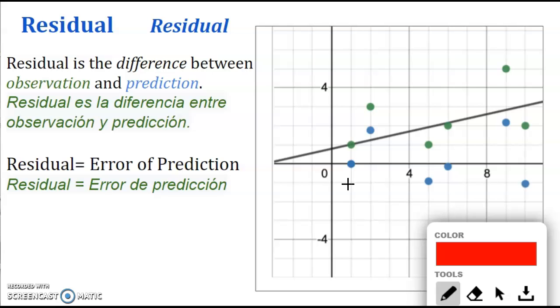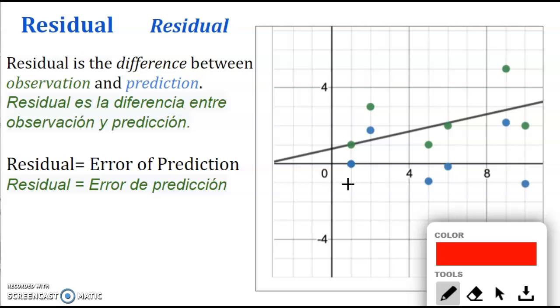So the residual, that means what I predicted that was on the line minus what actually it was, the same point. So that means the residual is 0 because there was no difference between those 2 points. The next point is a little easier to demonstrate.